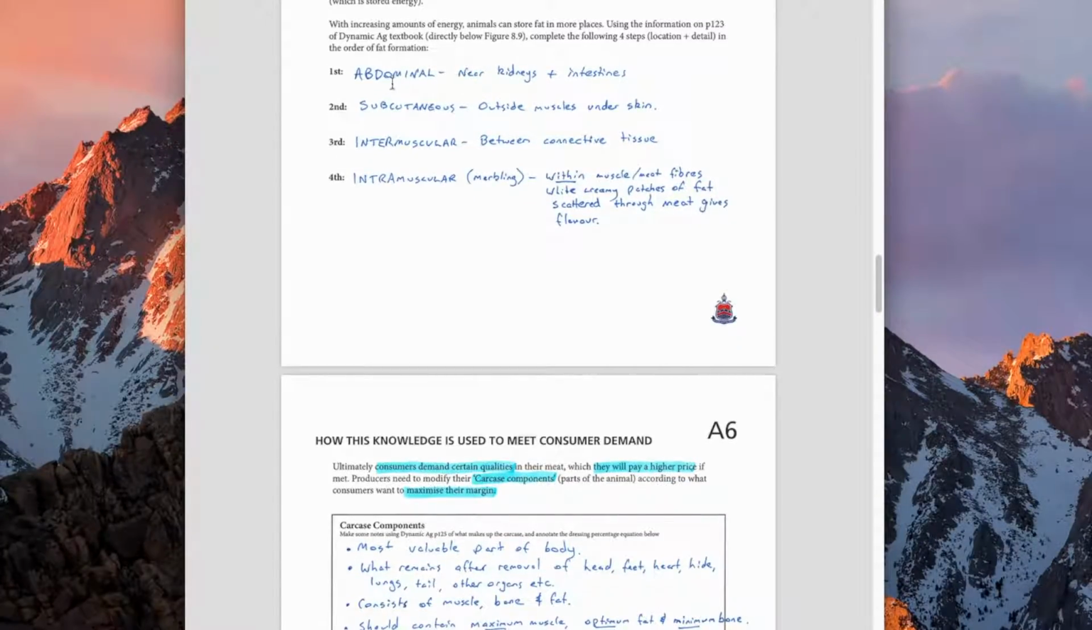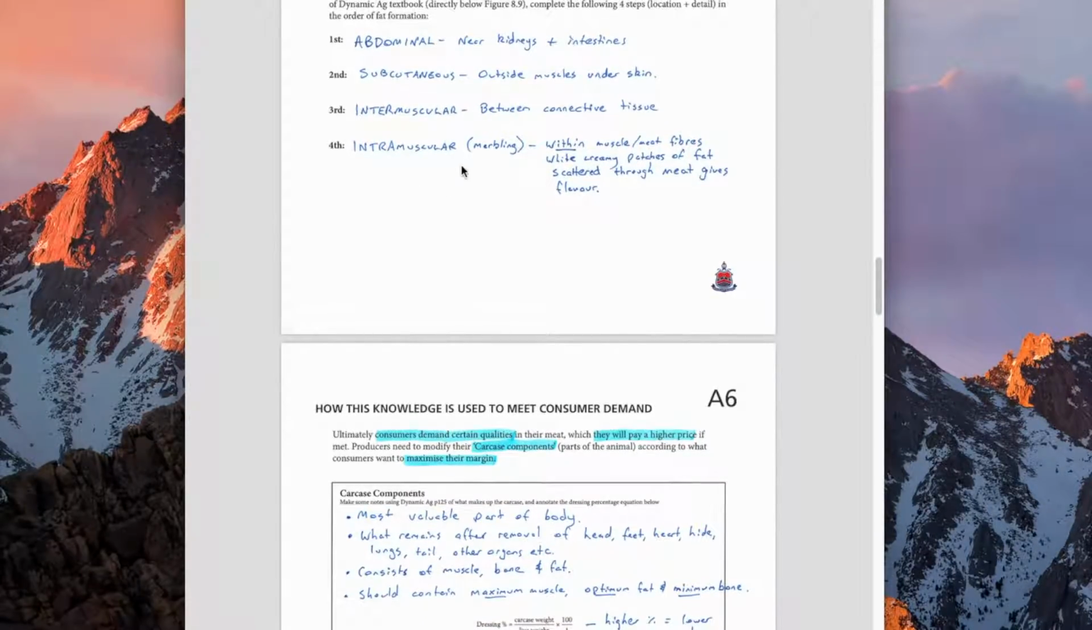And so the order it does that, first it puts it around the abdominal area, so kidneys, intestines, etc. Then it puts it in subcutaneous, meaning under the skin, so outside the muscles but under the skin. The third place it puts it is intermuscular, which is between the connective tissue. And then lastly, it puts it in intramuscular, which we know as marbling. So within the muscle or meat fibers, it gives you white creamy patches of fat scattered through the meat, and it gives it flavor. So that is what marbling is.